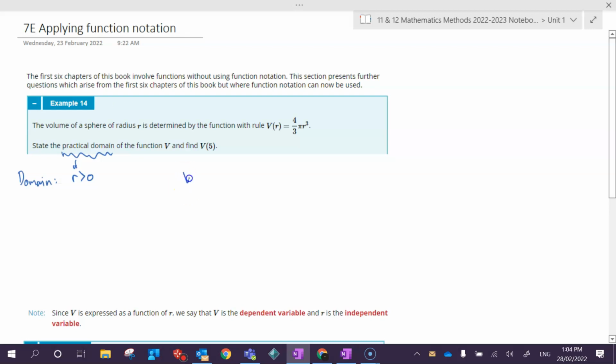And find v of 5. v of 5 is pretty easy. v of 5 is going to be 4/3 pi times 5 cubed. 5 to the power of 3 is 125, times 4 is 500. 500 pi over 3 would be the volume. And there you go. They didn't give us units there, so we can't say what it is. We could say cubic units if we want to be aware of what we're doing. And it's not bad to exercise your brain and make sure you're aware of what you're doing there.